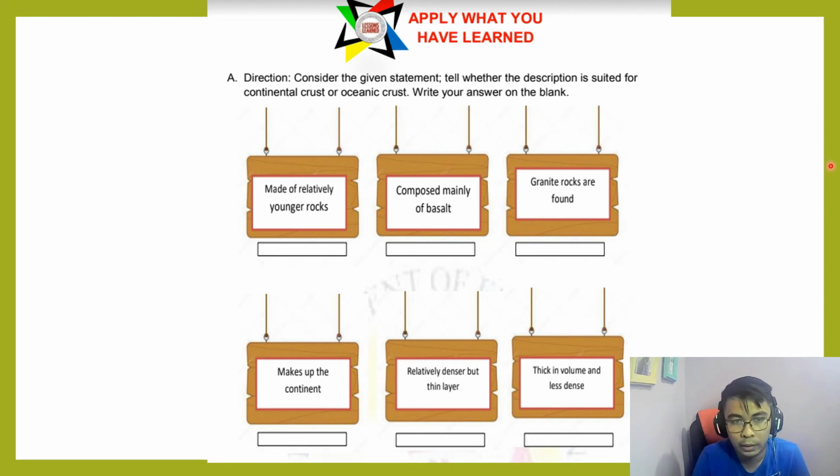or oceanic crust. Alin yung made up of relatively younger rocks? Alin yung composed mainly of basalt? Alin yung composed of granitic rocks? Alin yung bumubuo ng karamihan sa continent natin? Alin yung relatively denser but thin layer? And alin yung thick in volume and is less dense?